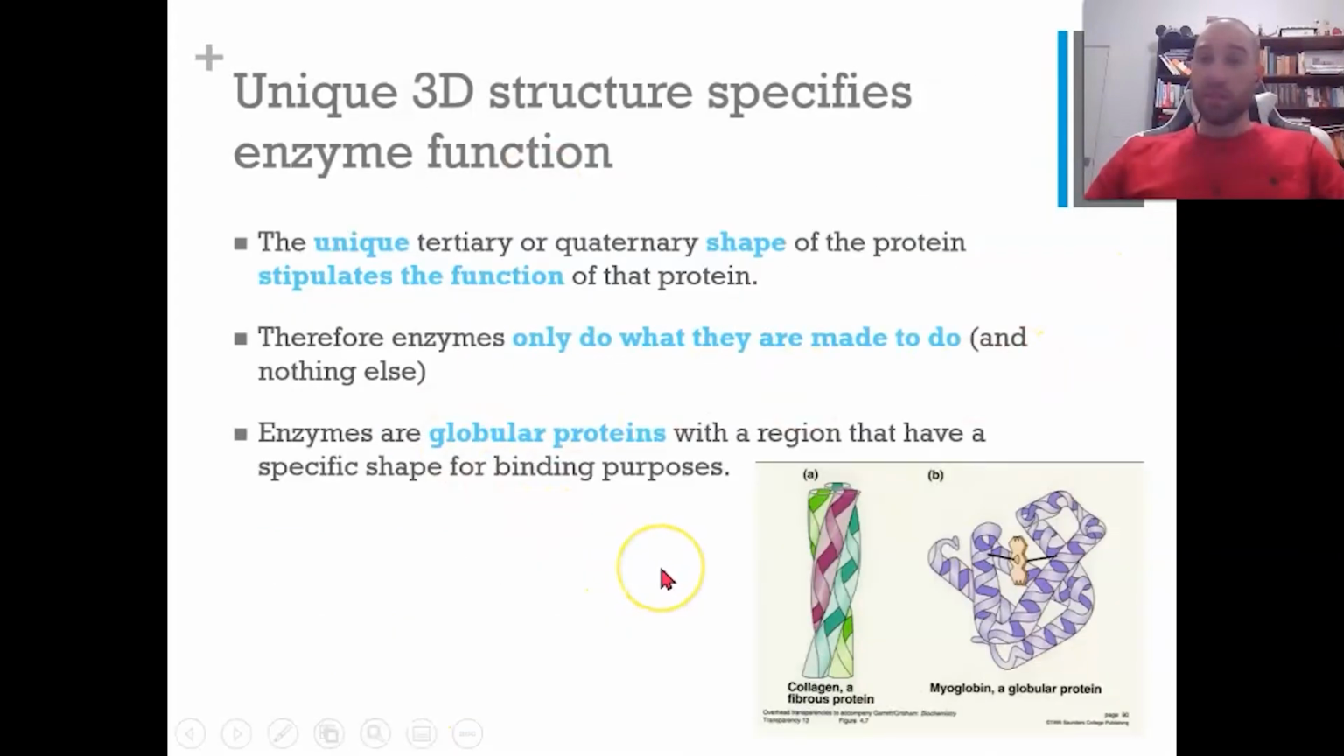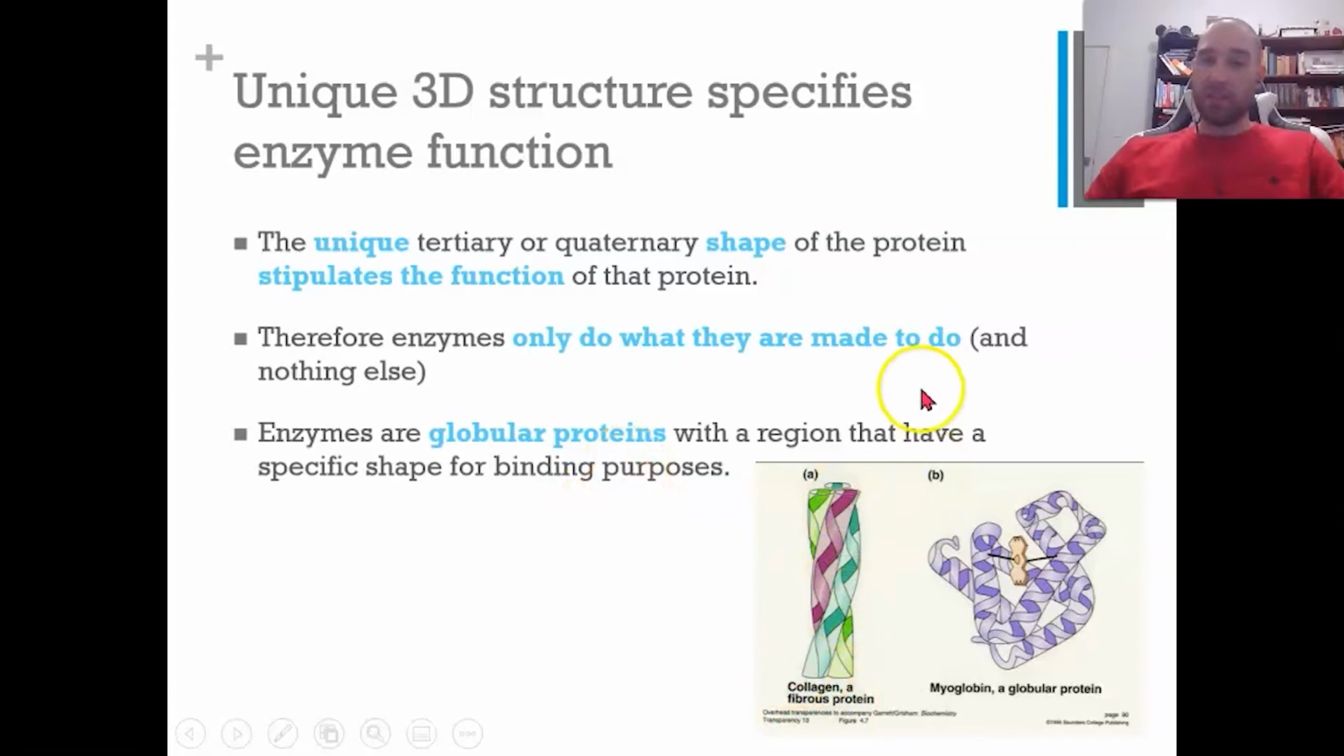Restating something that we stated previously, the 3D structure of a protein is very important for its function. The tertiary or quaternary shape of a protein stipulates the function of that protein. And that's why enzymes only do what they're made to do, what they've evolved to do, which is a reaction that they're catalyzing. Enzymes are globular proteins with a region that has a specific shape for binding purposes, and we call that an active site.